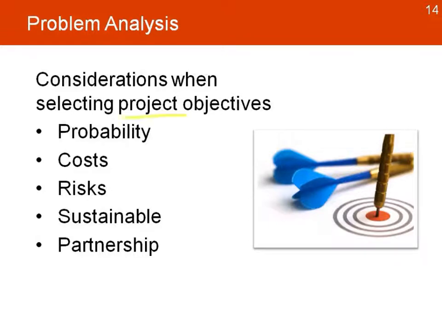Some considerations when selecting project objectives are important. One is the probability that they will occur. We're not trying to do something that's going to be very hard to achieve. We also take into consideration the cost, because there's going to be a limit in what we can get in funding to solve that problem. Risk is another consideration: the higher the risk, the higher the chances that the project might have a problem. Then there is how sustainable the solution is after the project completes, and what type of support or partnership we need to achieve that objective.